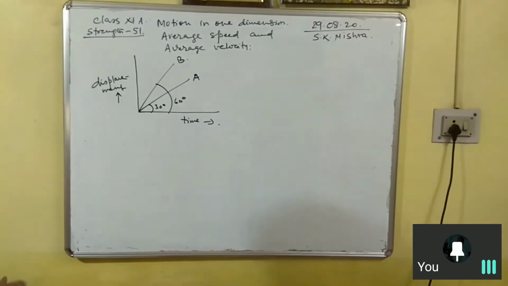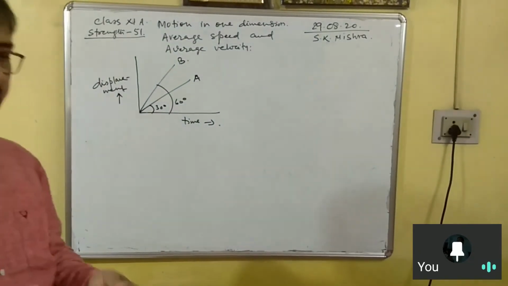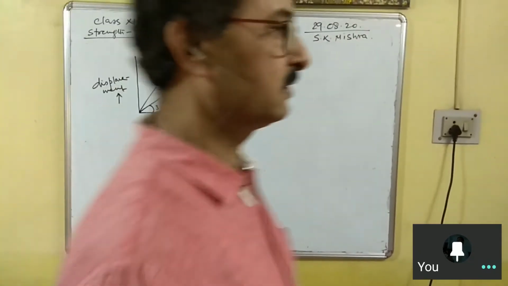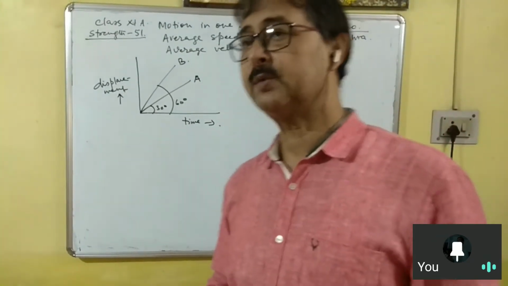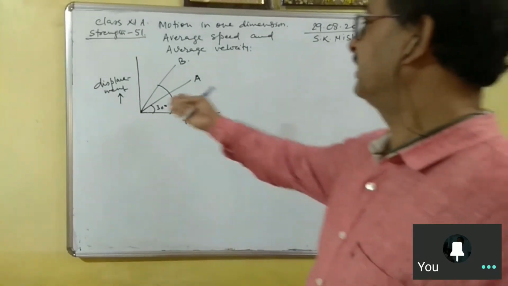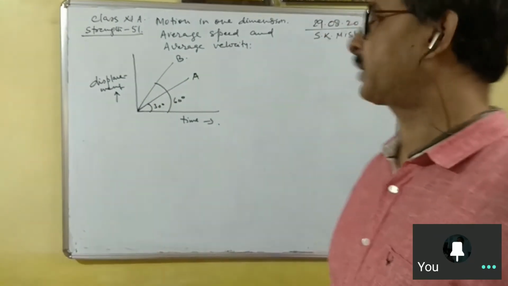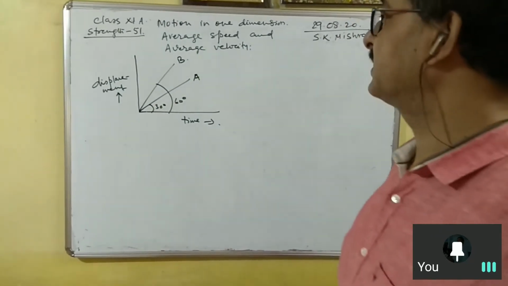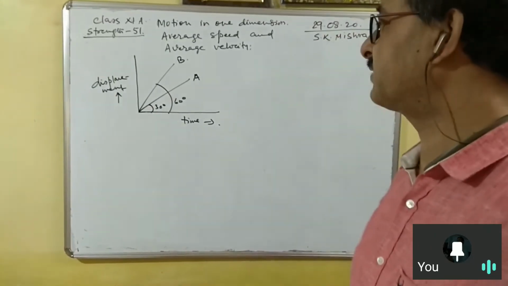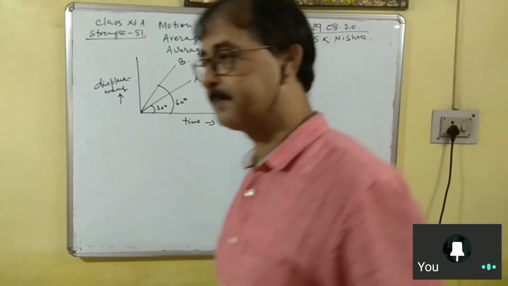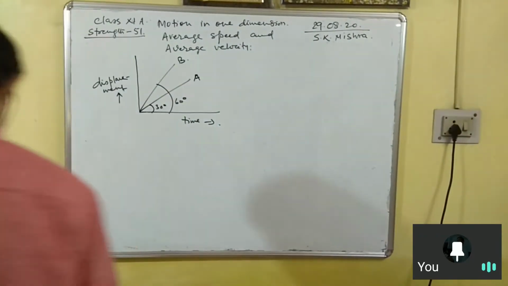Now if the displacement time graph is a straight line, what does it indicate? The body is moving with constant velocity, uniform velocity. Now the question is, which of the two bodies A and B possess higher velocity? How will you solve it?